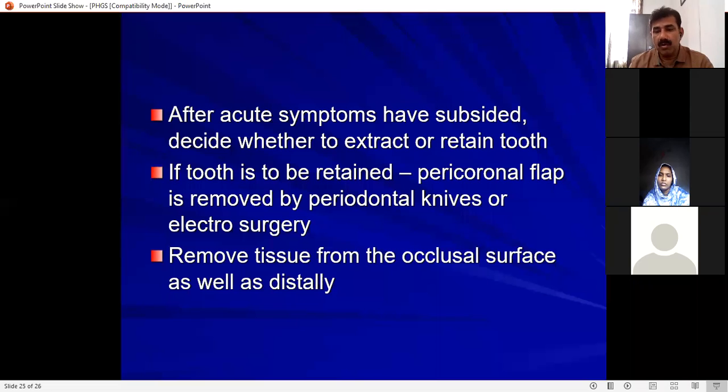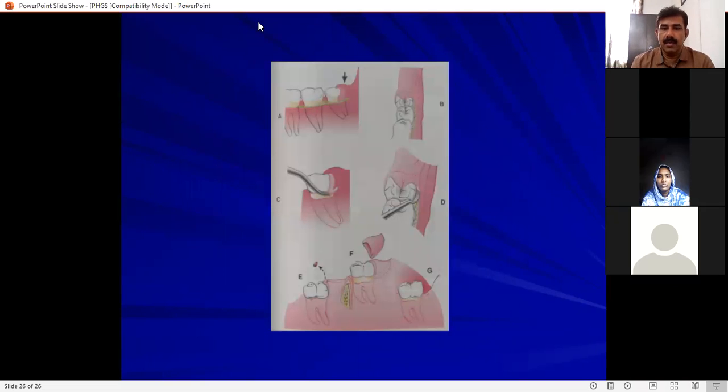And when you're doing operculectomy, you have to make sure that you remove the tissue not only on the occlusal area, but also on the distal aspect of the tooth. You'll see that. Now this is the classic picture of pericoronitis. You have an almost vertical type of impact. It's not an impact, so there is space for this tooth to come out of the oral cavity, but you have an operculum here.